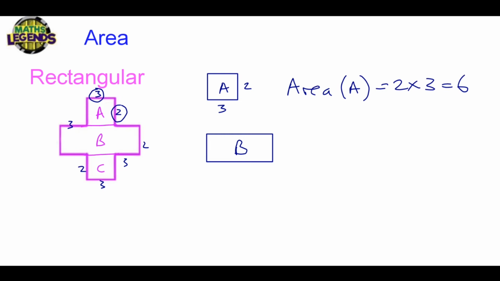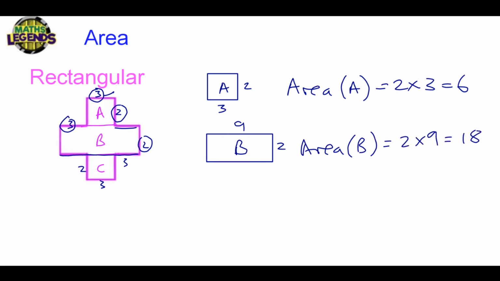For B, our height is given, so we can just take that as 2. But the base is the sum of everything that makes this straight line. So we have a 3, this 3, and another 3. So it's 3 plus 3, which is 6, and then plus another 3, which is 9. So here we have 9. Area of B is equal to 2 times 9, which is 18.